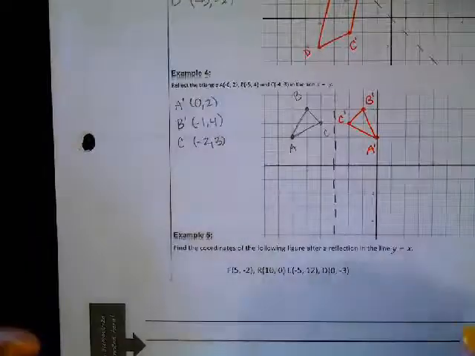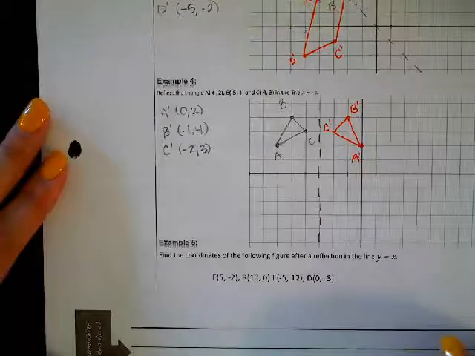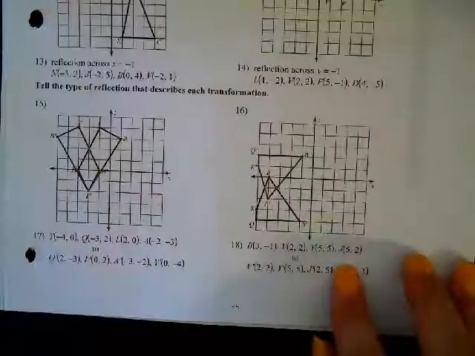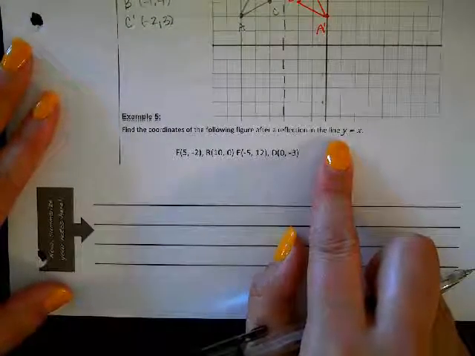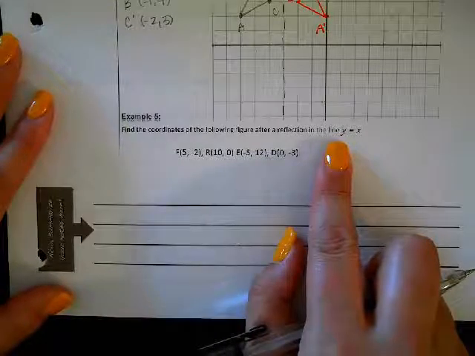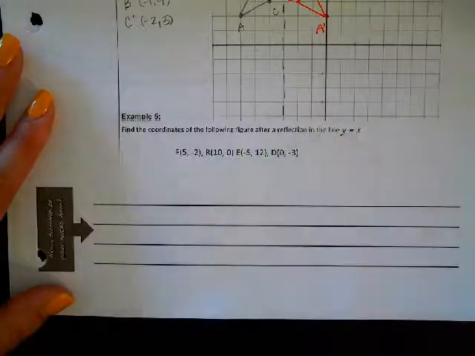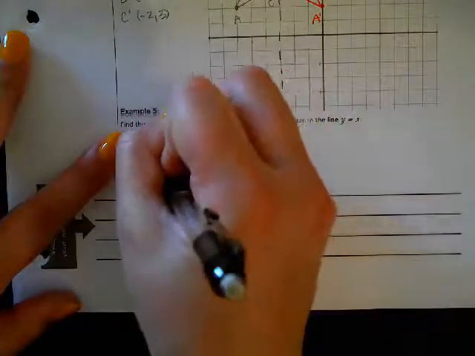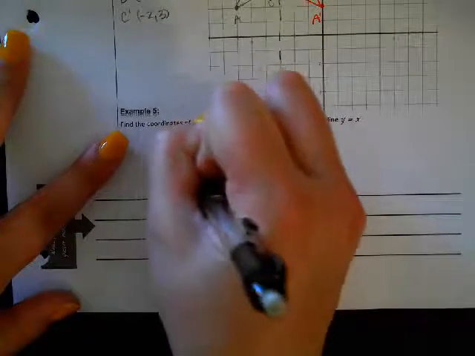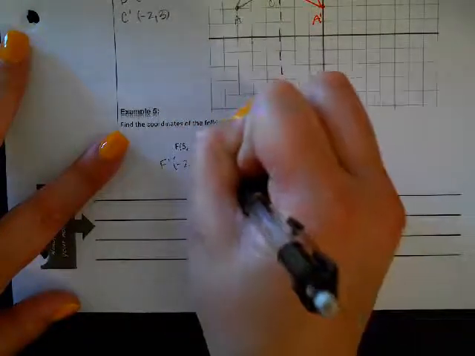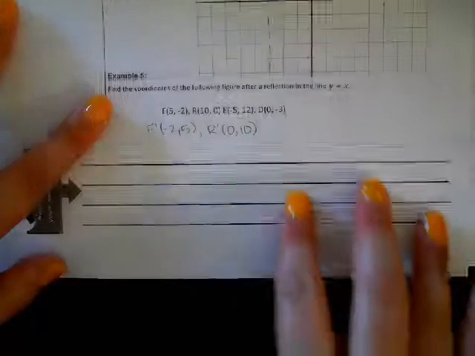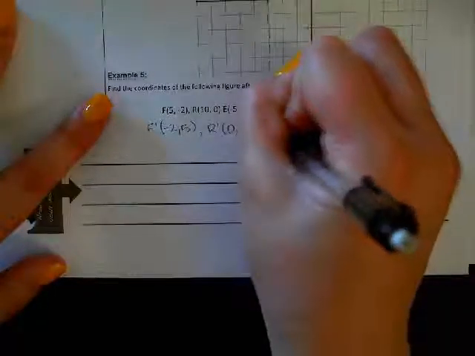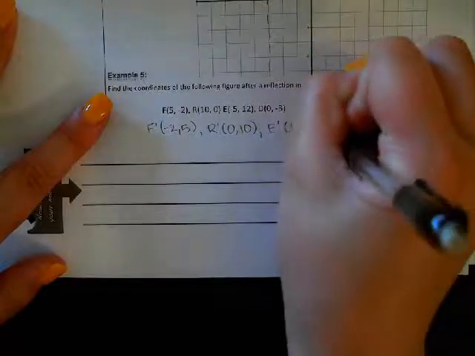Okay, we have one more sample problem before practice starts. Okay, so this says, take these points, reflect them over the line y equals x. What's the shortcut for y equals x? They just switch. The x and the y coordinate switch. So we're going to say f prime is -2, 5. R prime is 10. Oh no! Come back. Okay. E prime is 12, -5. D prime is -3, 0. Ta-da!